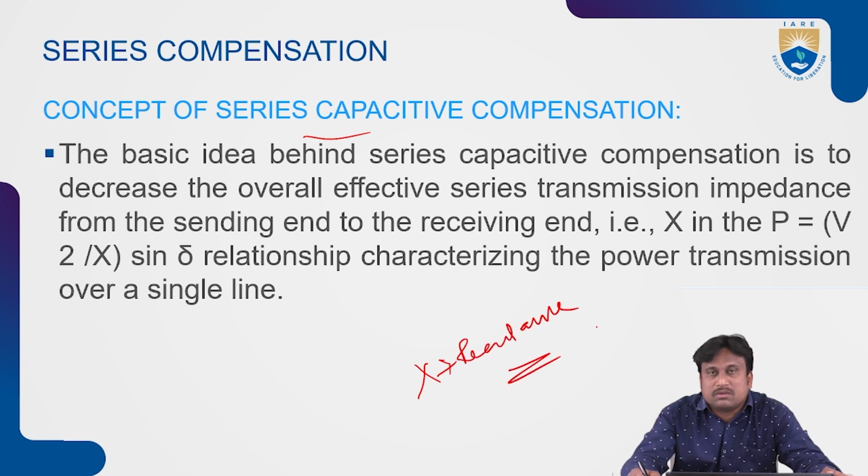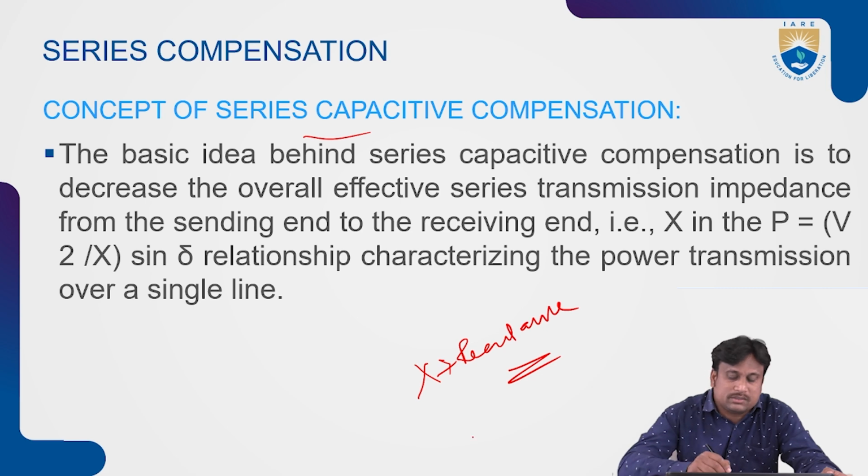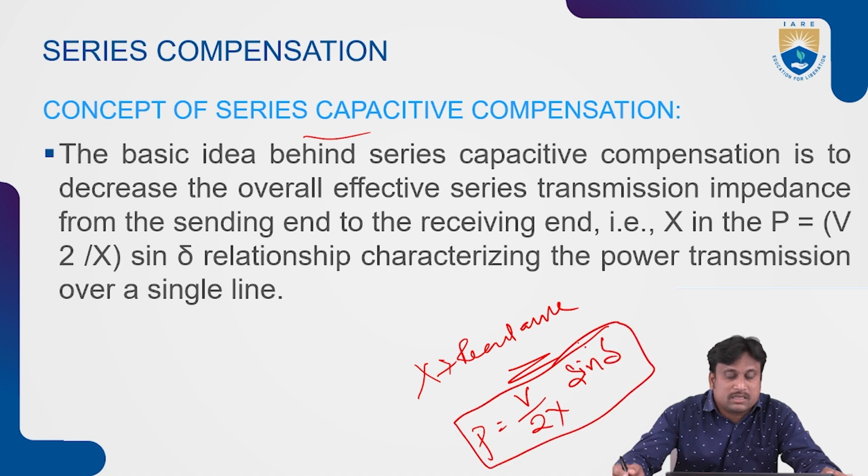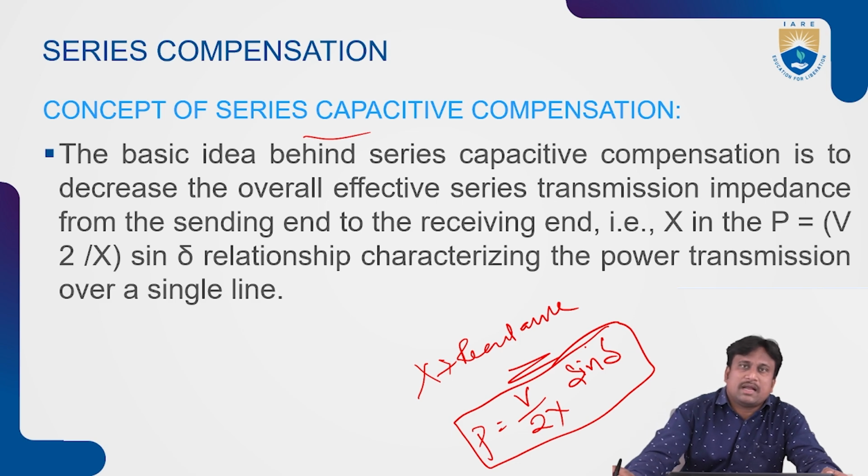That is P equals V squared by 2X sine delta. This is mostly considered as one of the coefficients characterizing the power transmission over a single area. This makes the system, through the concept of series capacitive compensation, ready to boost up the voltage levels wherever the system lags in response.